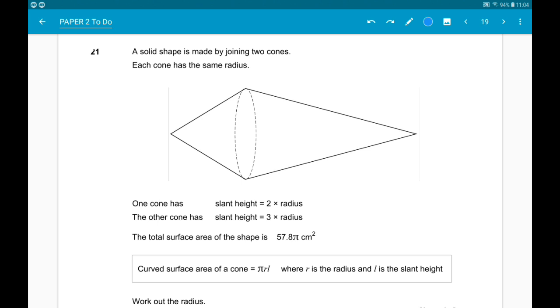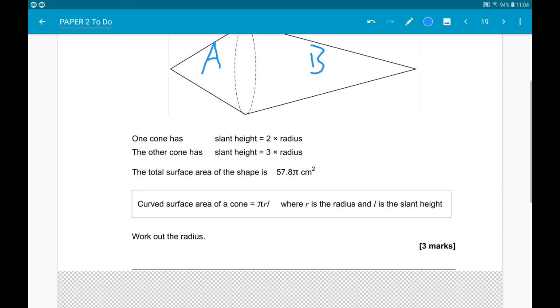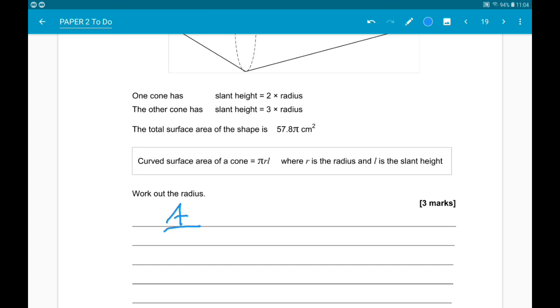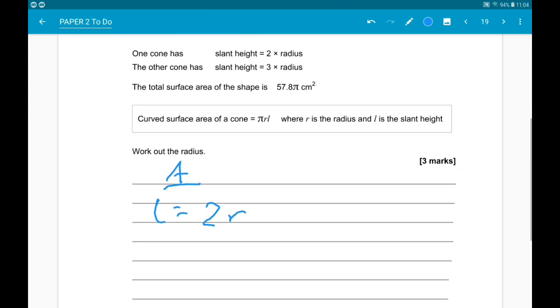So let's call the cones A and B. Now we know A is the smaller one, so for A, the slant height is 2 times the radius, so L is 2R. So the curved surface area there, let's call it CSA, is pi R times 2R. So that's 2 pi R squared.